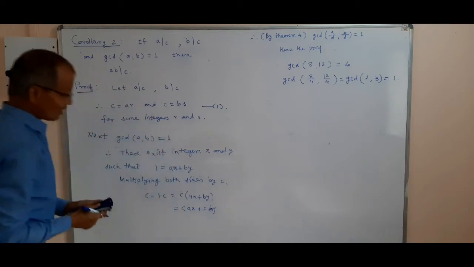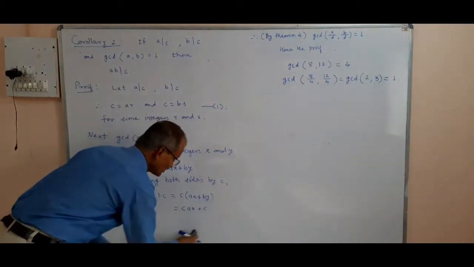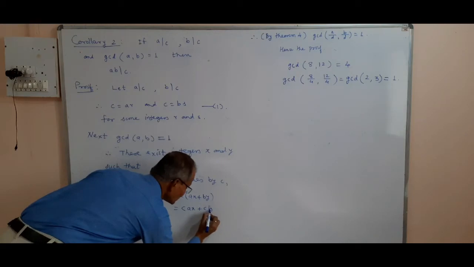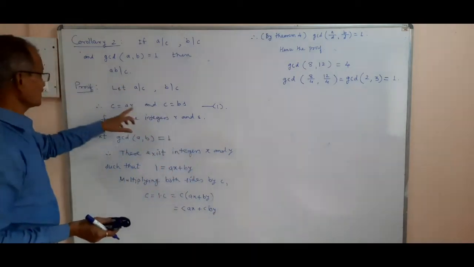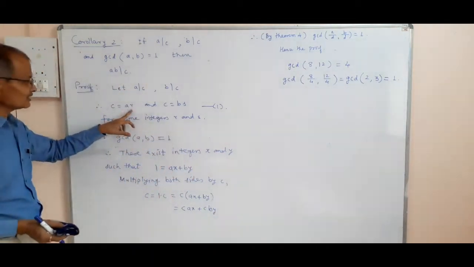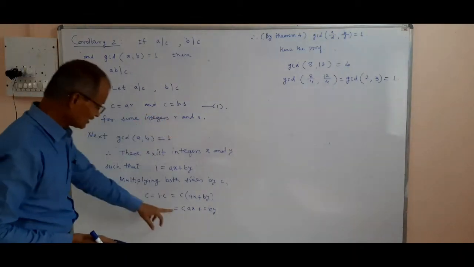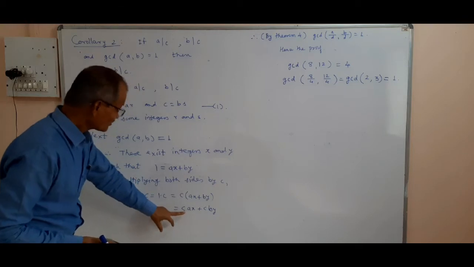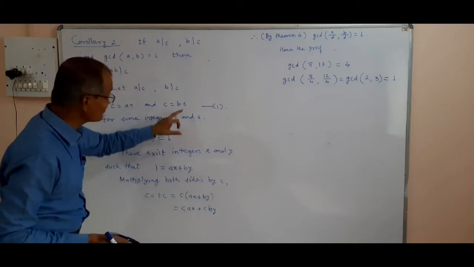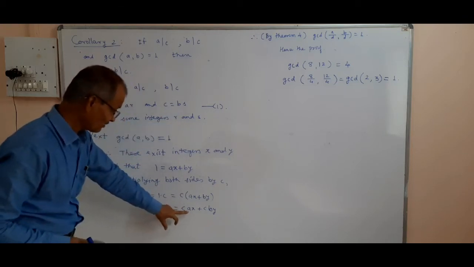And here we shall use equation 1. Now what is equation 1? Here it gives two values of C. C is AR and C is also BS. So here it is C equals AX. Now we use the value of C as BS here because we want AB as common.